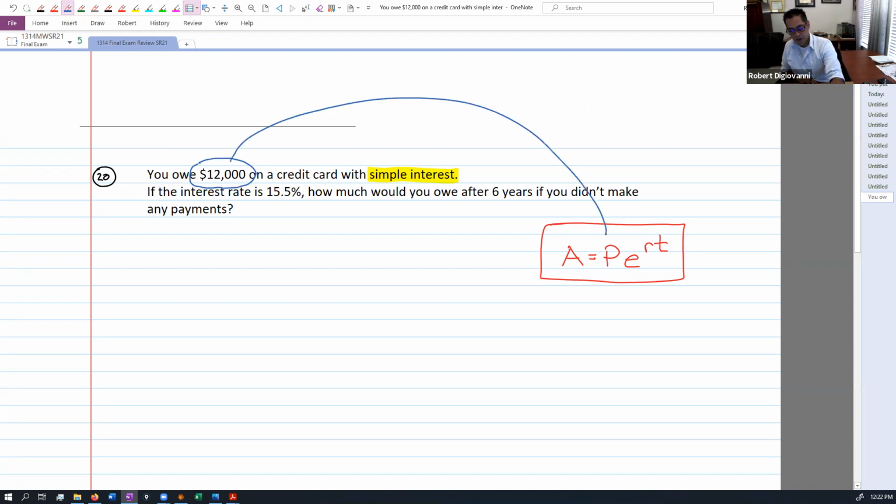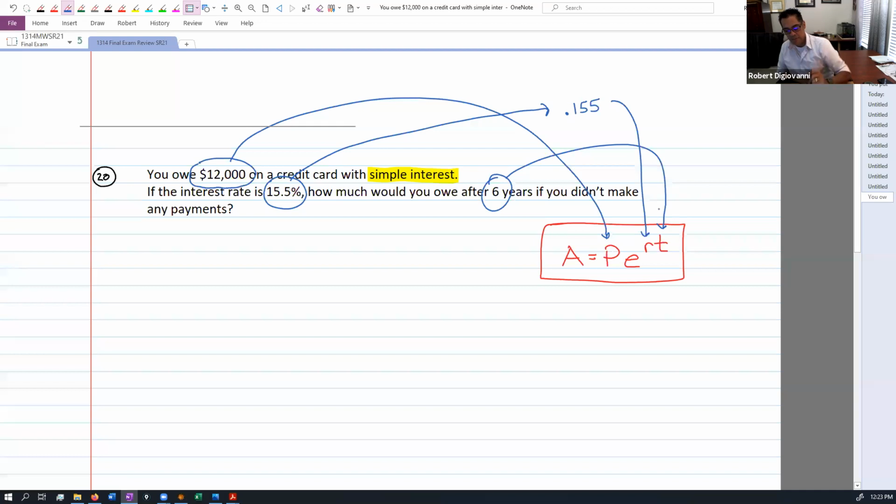This right here is our P, that's the principal, it's how much we're starting with. This right here is our interest rate, has to be converted to a decimal, 0.155. Then it can be plugged in for R. And then the 6 years is going to be our T. So the amount that we would owe would be 12,000 E raised to the 0.155 times 6. So 12,000 E to the, I'm going to do that on my calculator, 0.155 times 6, so 0.93.